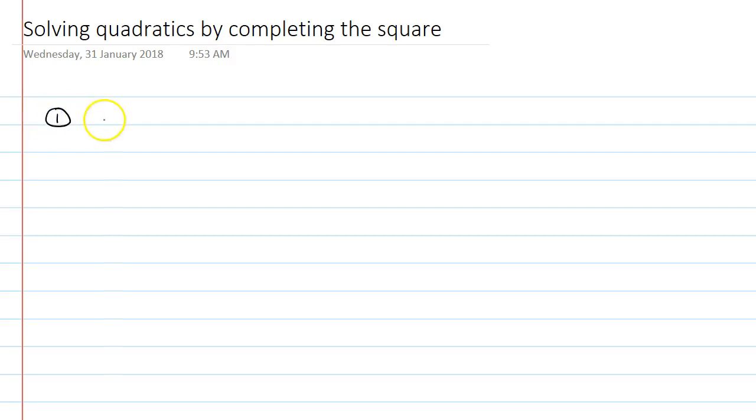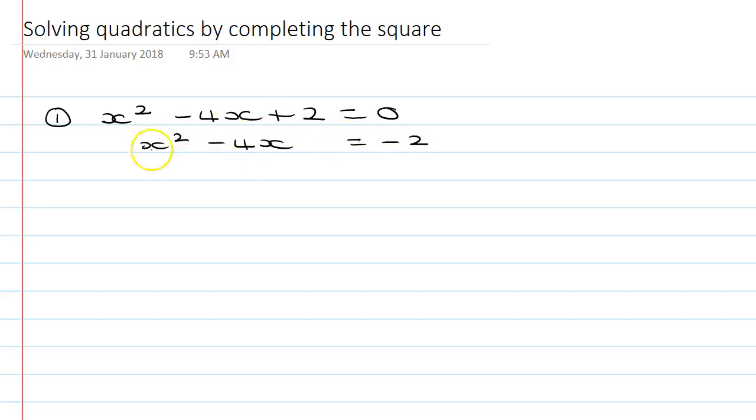I'll just do a couple of examples. Let's do x squared minus 4x plus 2 equals 0, and we're going to solve this by completing the square. So when I complete the square, I'm going to subtract the 2 from both sides so that on the left I can complete a perfect square here. Remember, to do that I need to add half the coefficient of x.